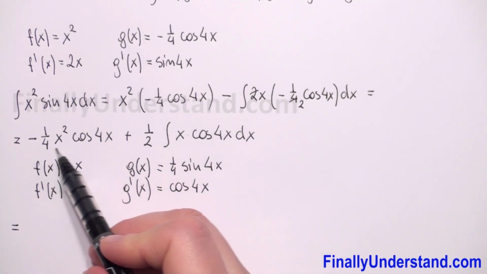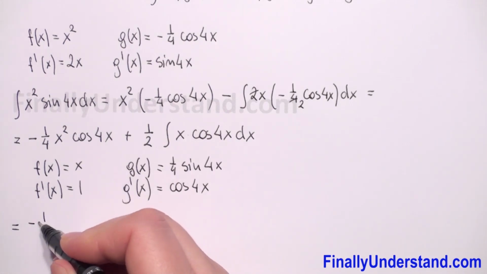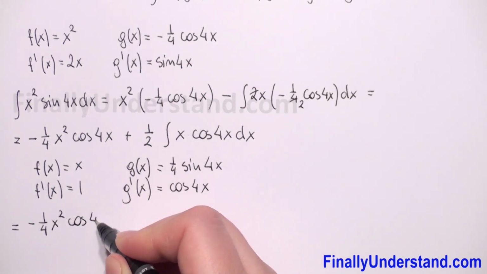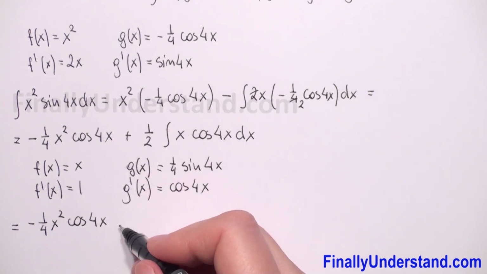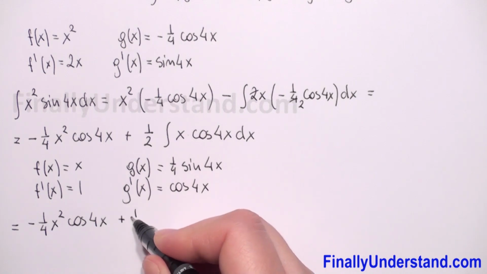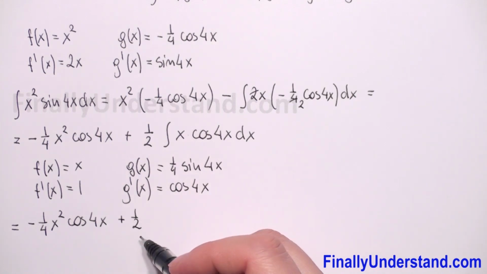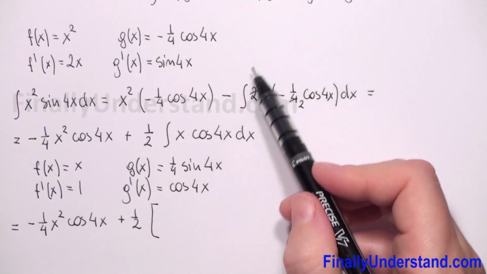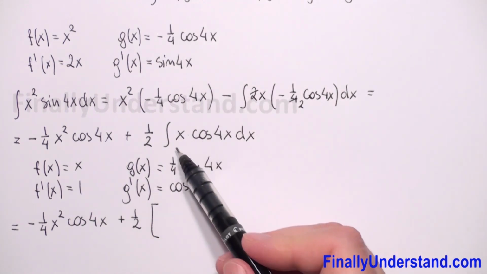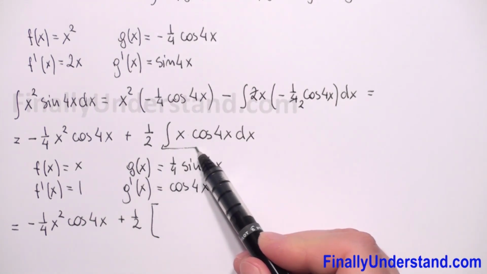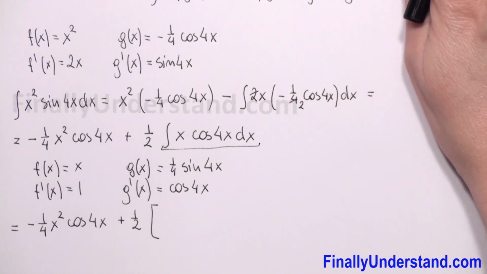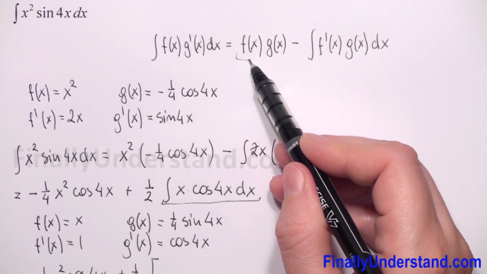So now this is equal. We have to copy the beginning. We have negative 1 over 4 x squared cosine of 4x. We have plus 1/2. And now I will put brackets. And again, we have to rewrite this integral to this form.